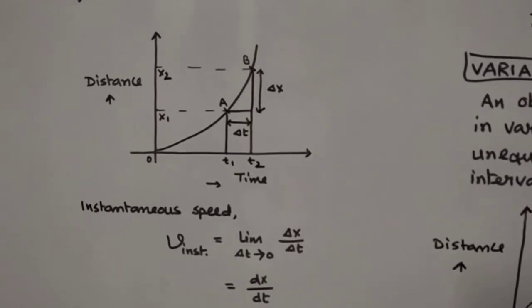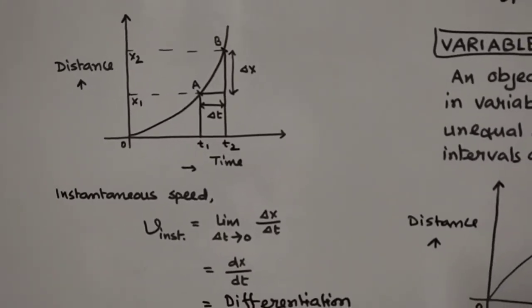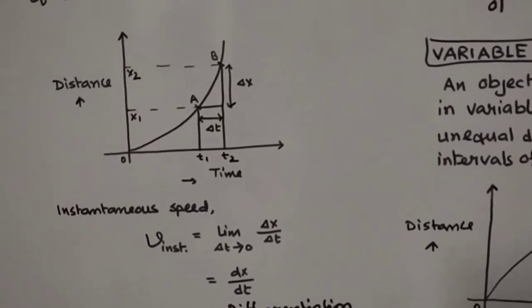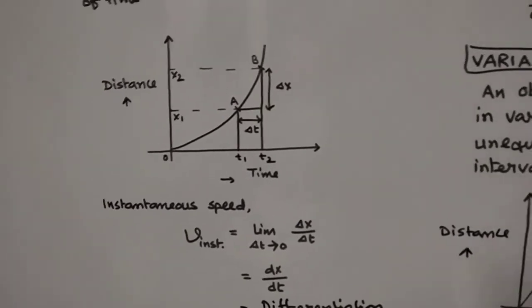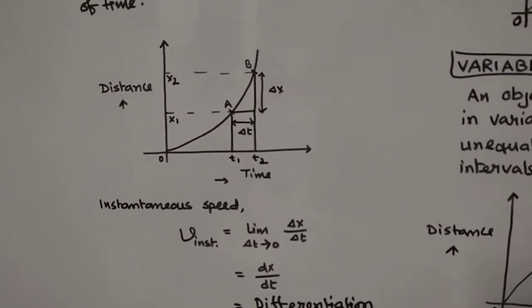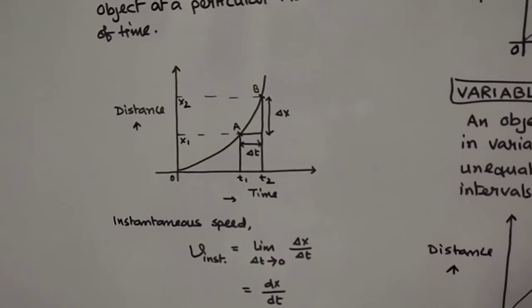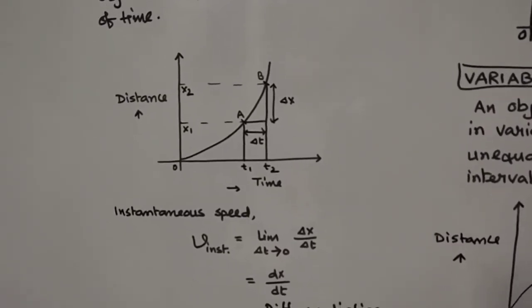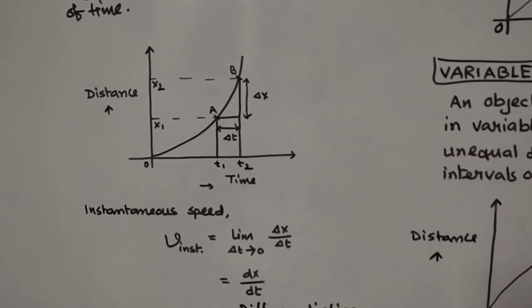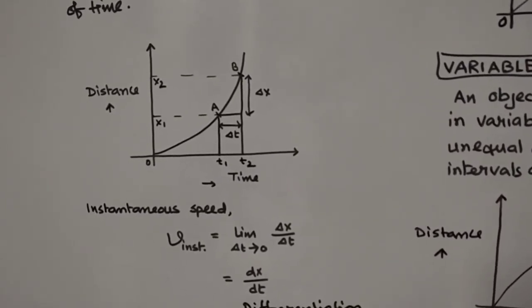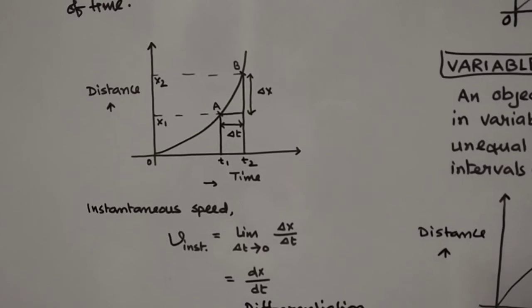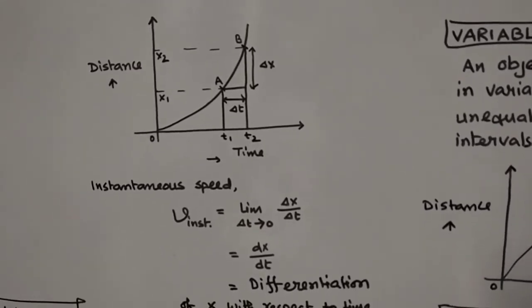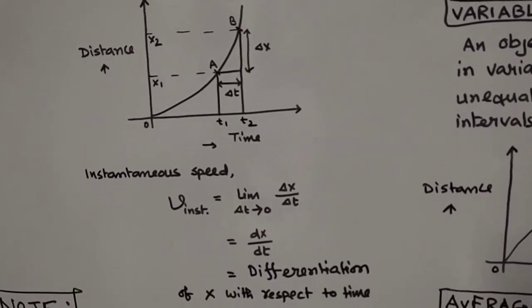But if you don't put this condition, limit delta t tends to 0, it is no longer speed at an instant, rather it is only the speed. So as we have to define speed at a particular instant, that's why you have to impose this limiting condition, that is limit delta t tends to 0. So if limit delta t tends to 0 with delta x by delta t, then this whole thing we can write as dx by dt.